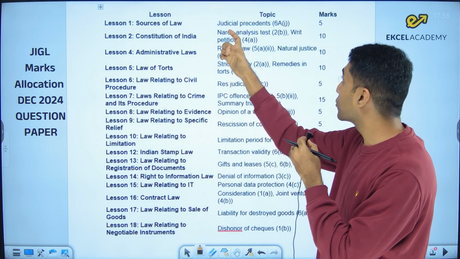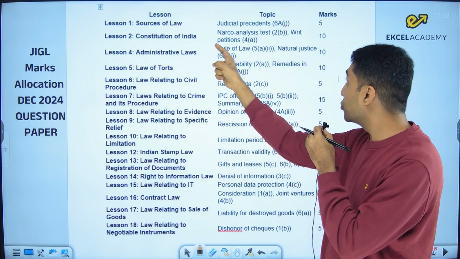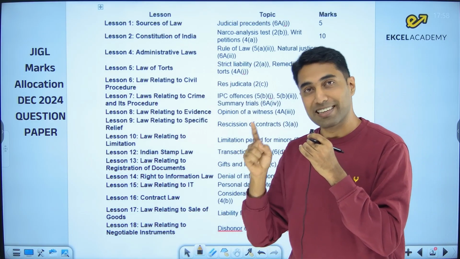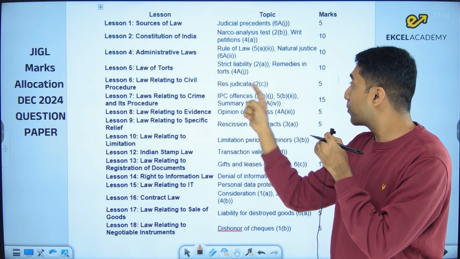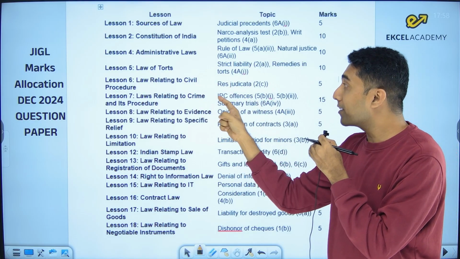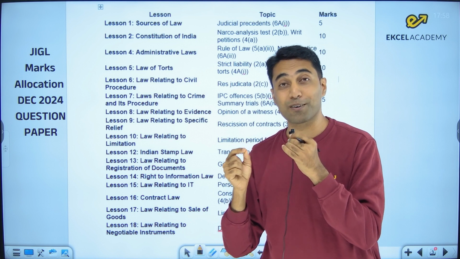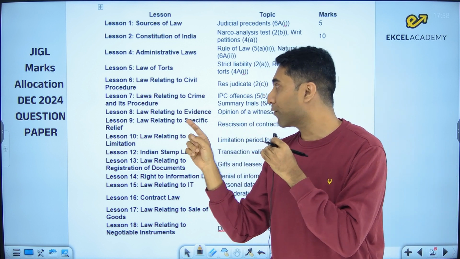So first thing is that sources of law, you have question number 6A for 5 marks. Then Constitution of India has come for 10 marks. Administrative law has come for 10 marks. And then you have law of torts again for 10 marks. Then civil procedure 5 marks. And law relating to crime and procedure has come for 15 marks. 15 marks, it is not very less. Many students said that it will come only for 5 marks, but it has come for 15 marks.